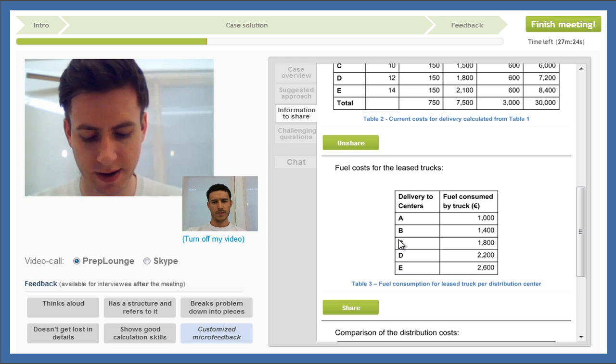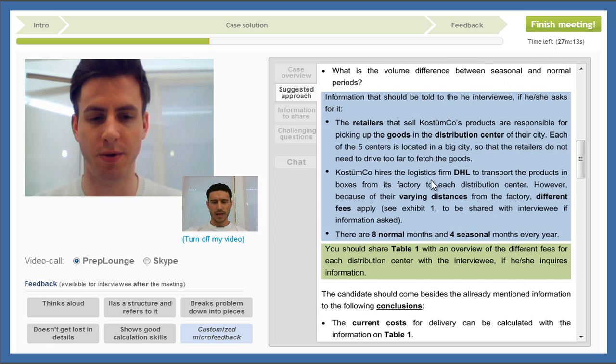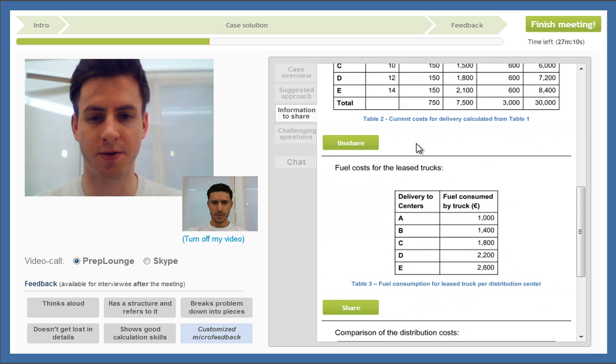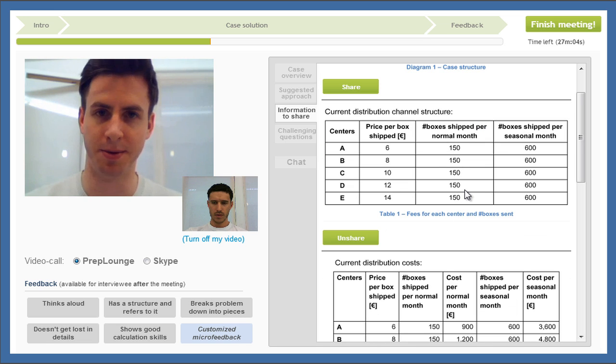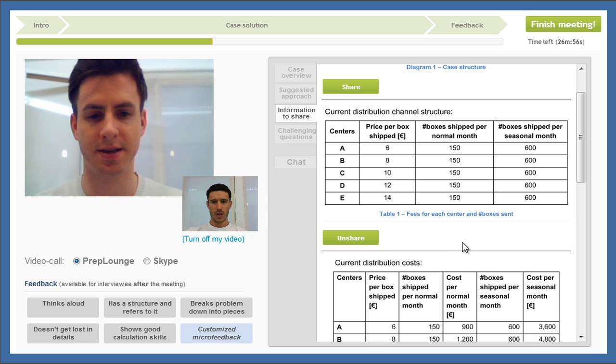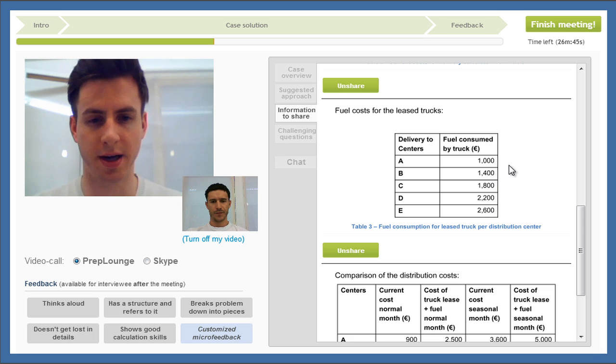If I have a look at the capacities you mentioned, I can conclude from that that we can use the 4,000 euro trucks for our seasonal deliveries. That's correct. The 600 boxes, and of course for the smaller amounts, the 150 boxes, with our normal deliveries, we can also use the cheaper, smaller trucks. What we need to know for this is also the fuel costs. Sure. Let me share with you the fuel costs. So now you see it. Okay, that's good.